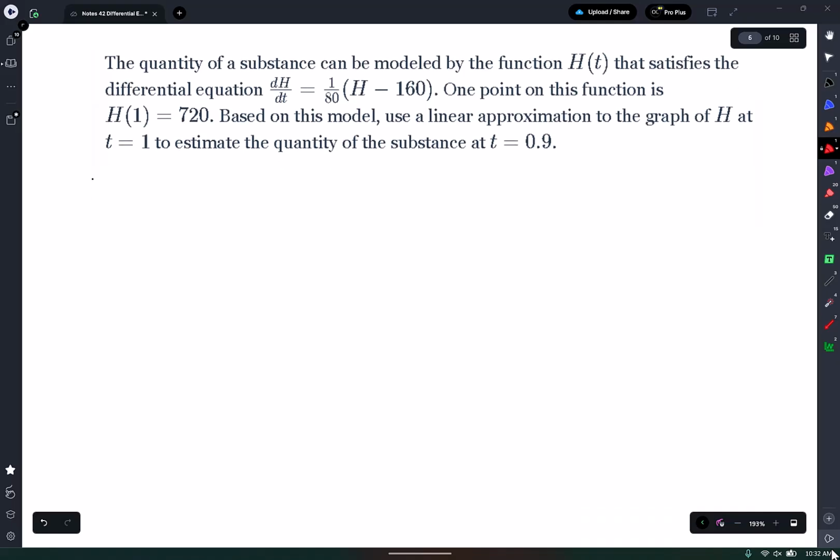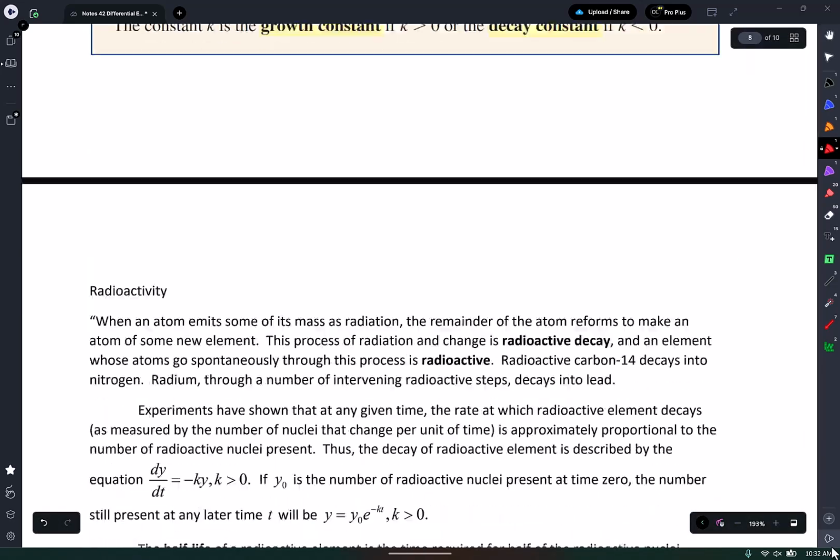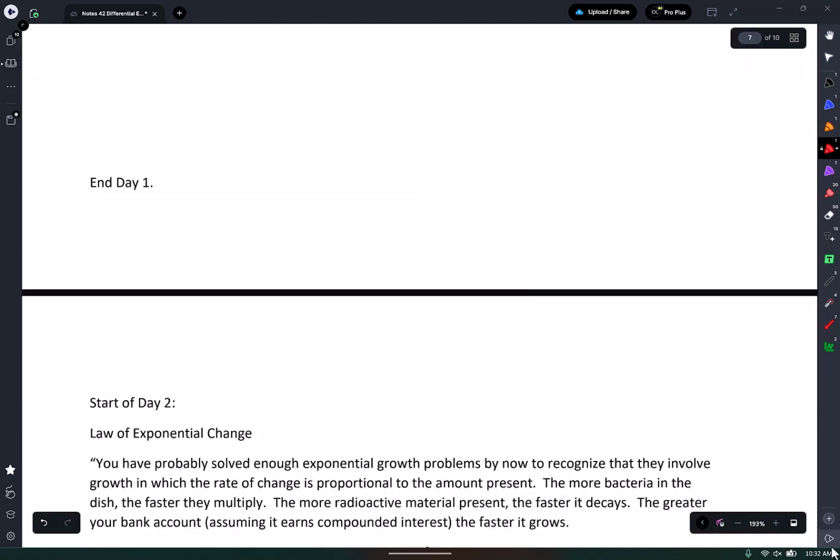All right, here we go. Ready? The quantity of substance can be modeled. Like what if we have a substance, right? You'll see tomorrow we'll do applications. A whole bunch of applications. Good stuff. All right.